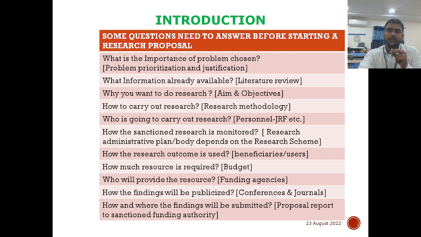How is the sanctioned research monitored? Nothing but some kind of research administrative plan or body, depending on the research scheme. How is the research outcome used? Nothing but the beneficiaries or users, the final ones. In what way is your research beneficial? So you need to mention the beneficiaries. How much resource is required? You need to have a budget.